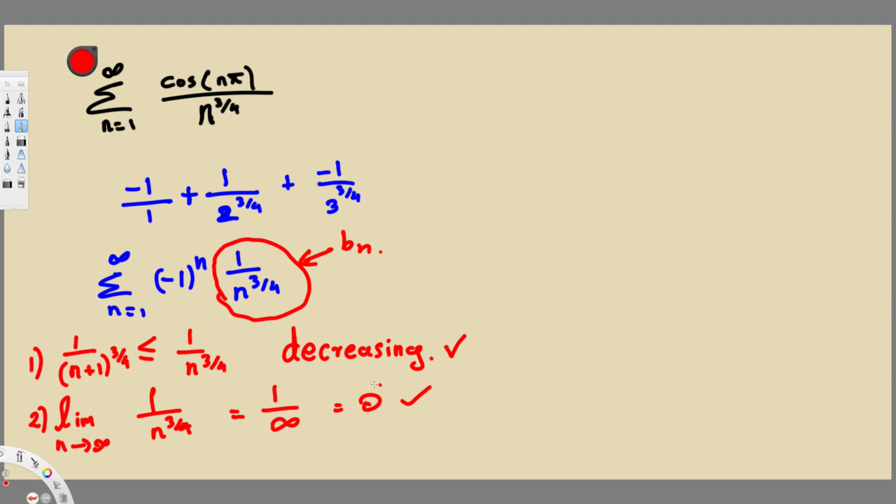If it fails one of these tests, for example if it's increasing, it's going to be divergent. Or if the limit is not equal to 0, it's going to be divergent. And that's how we find out whether an alternating series is convergent or divergent. So we can go ahead and say this is a convergent series.